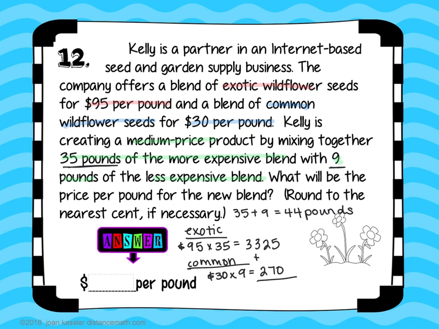So if I add those two together, I get $3,595, which is the total cost to make these. And it's the total cost for 44 pounds. So if I want to find the price per pound, I would just divide the two. And I get $81.70.